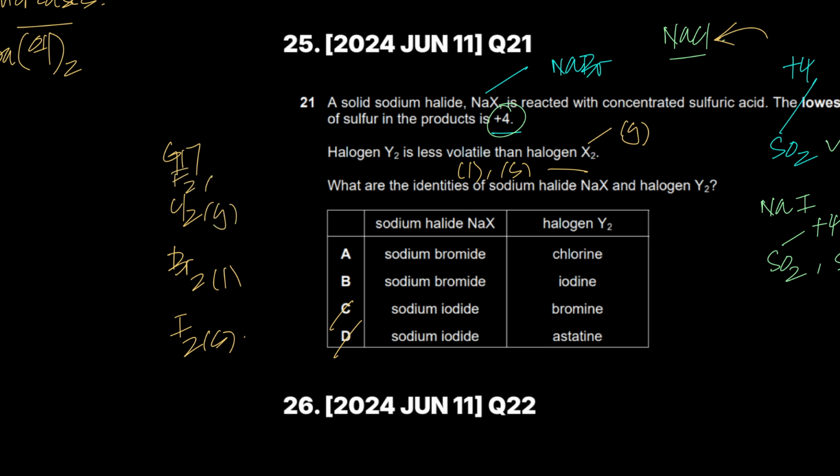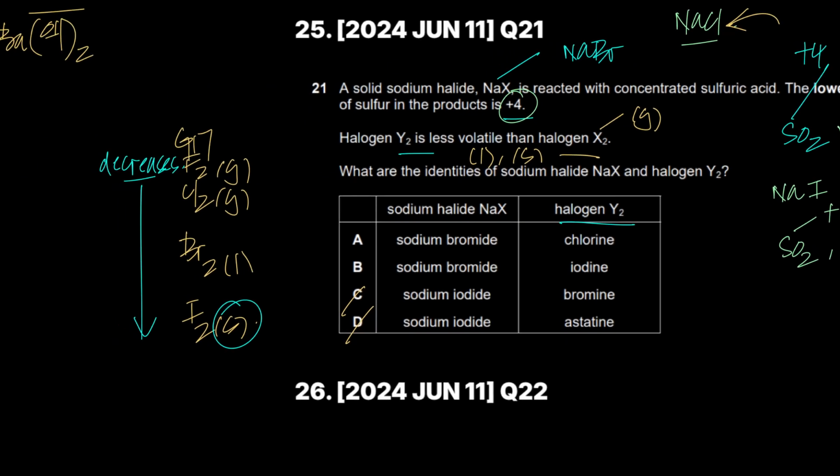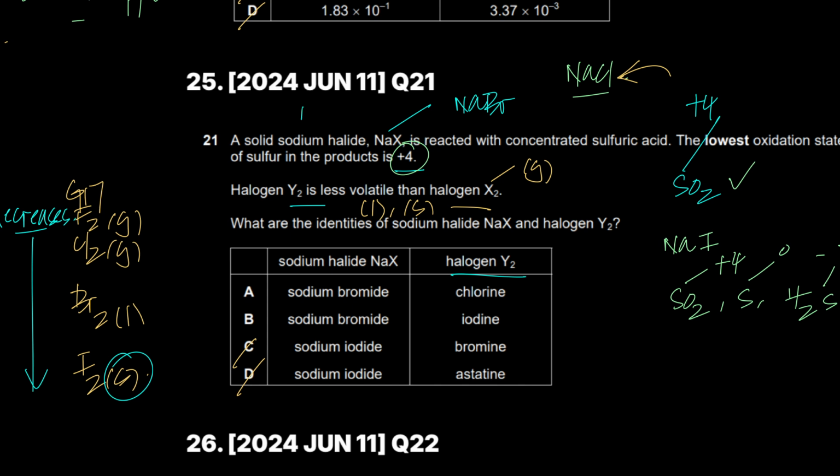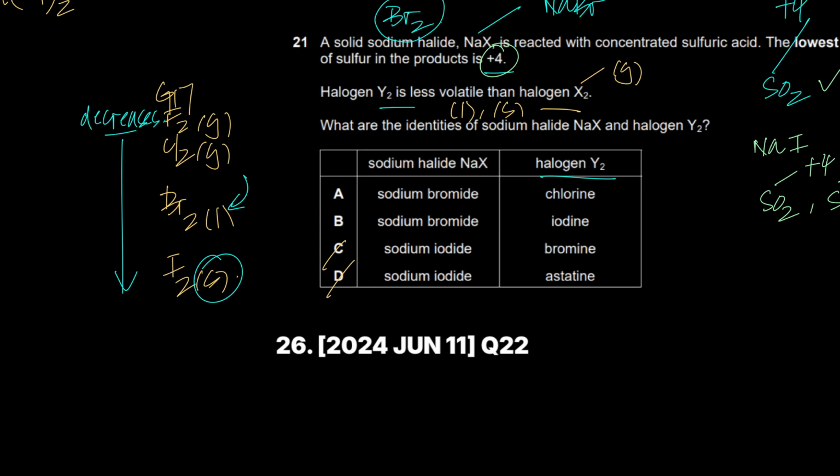What happens to the volatility as you go down group 17? Decreases. You can no longer escape easily into the air. Volatility is the ability of particles to escape into the air. And if it's a solid, it cannot easily escape into the air because of strong intermolecular forces of attraction. So you'll realize that he's saying Y2 is less volatile than X2. X2 is Br2, right here. Bromine. So what should be Y2? Y2 should be iodine or something lower than that. So B is the correct option.